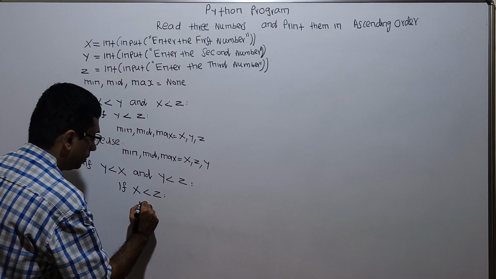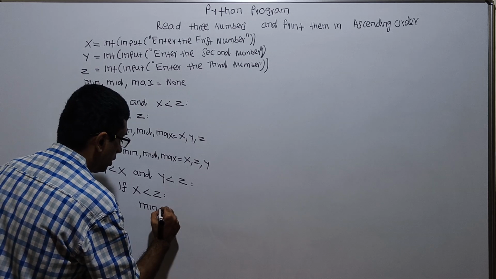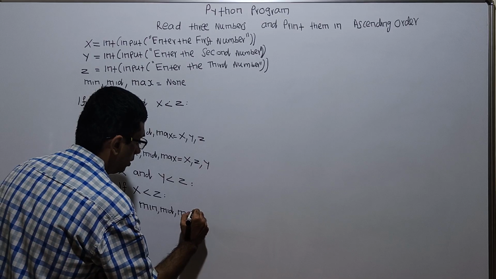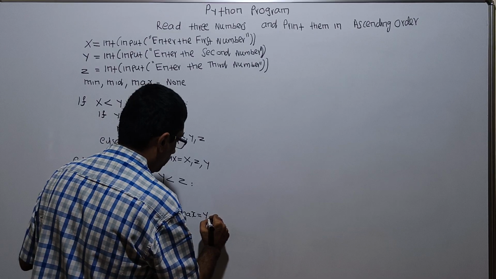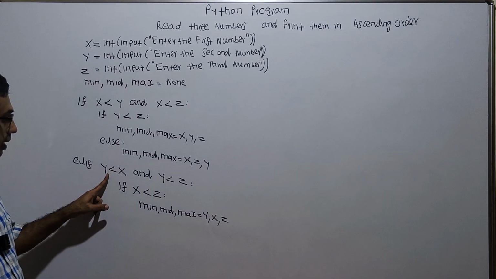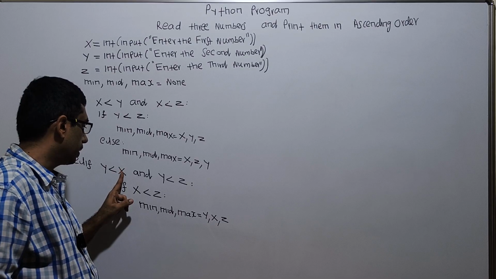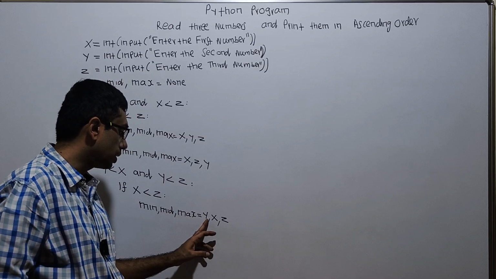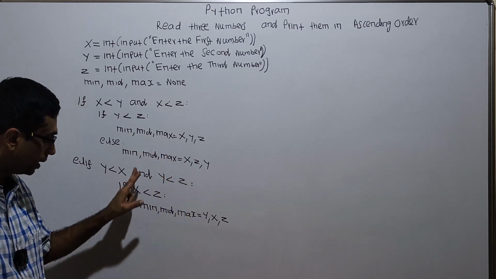I am assigning min, mid, max equal to y, x, z. Why? Here y is lesser than x and z. This is true, then only control will come here. So in this case y is lesser than x and z, that's why y is the minimum. The value of the first variable on the right hand side will be assigned to the first variable on the left hand side. So y value will get assigned to min.